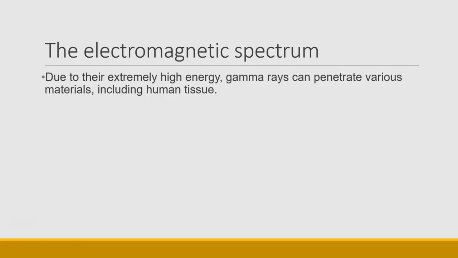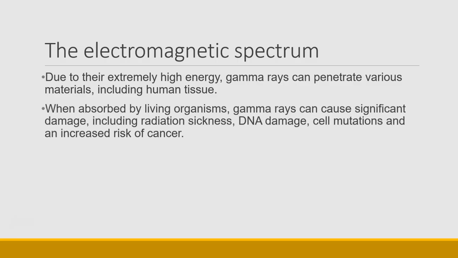Because they have such high energy, gamma rays can penetrate many materials, and that includes human tissue. Now, again, remember, UV rays penetrate our skin, and X-rays actually can move right through our bodies, and so can gamma rays. So when absorbed by living organisms, gamma rays can cause significant damage. They can cause damage to the DNA of cells in our body. They can cause cell mutations. They can cause an increased risk of cancer, and they also cause radiation sickness in the shorter term.